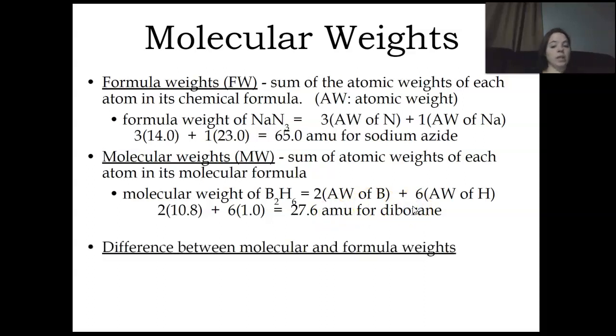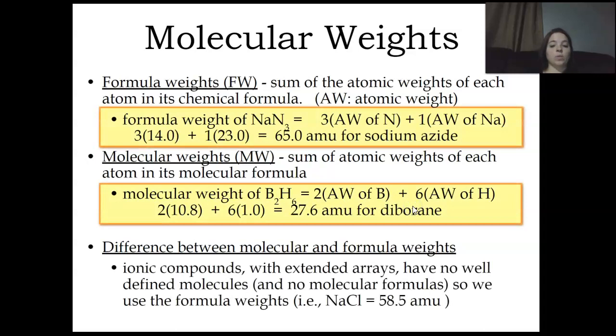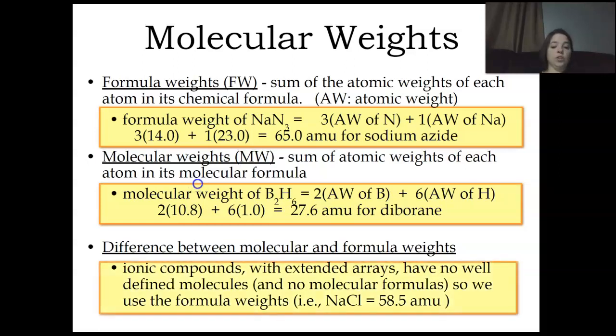Okay? Is there a difference between molecular and formula weights? How we figure this out? No. Ionic compounds with extended arrays have no well-defined molecules, so they can't be molecular formulas. So we use the formula weights. Remember, formula, ionic, molecular, molecules, which is covalent. There is no real difference. You use the same equation to figure out each.